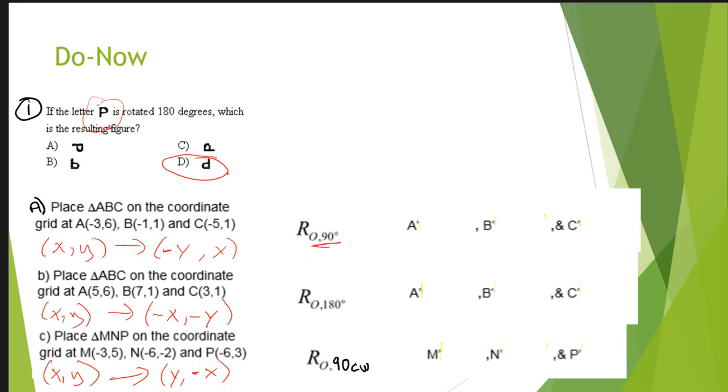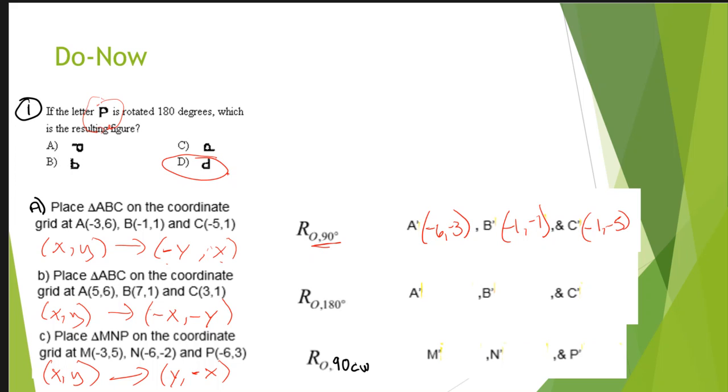So for A prime, if we're applying this rule, they're going to switch places, so it'll be -6, -3. B prime will be -1, -1. Again, when they switch places, if you don't see anything indicated here, that means the sign stays the same, so it doesn't have to be a positive. And then for C, it's going to be -1, -5.